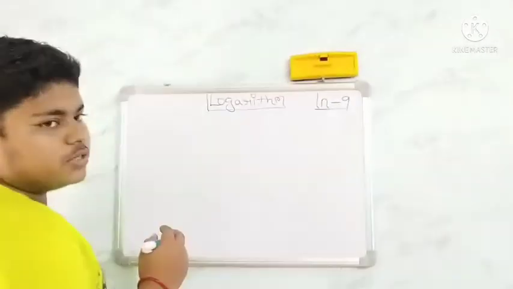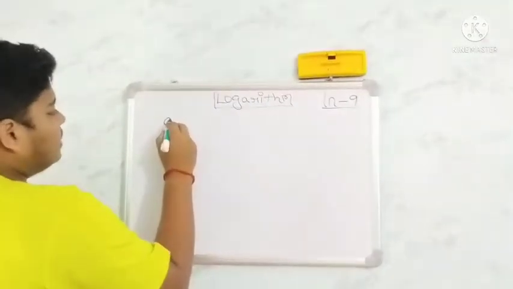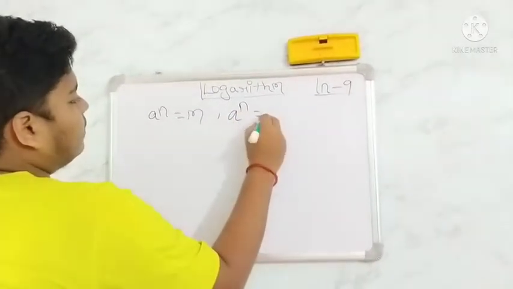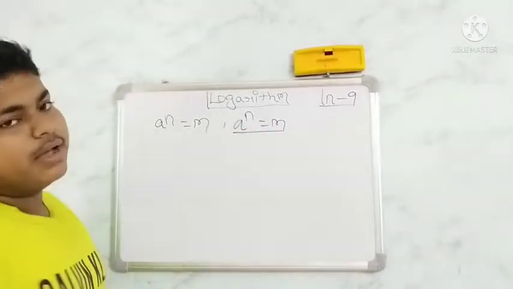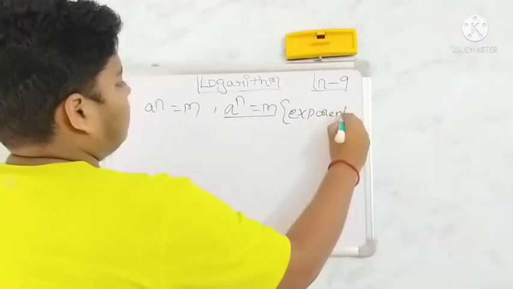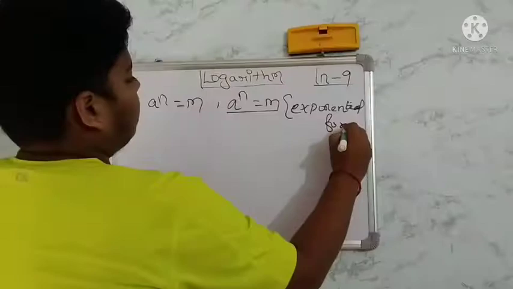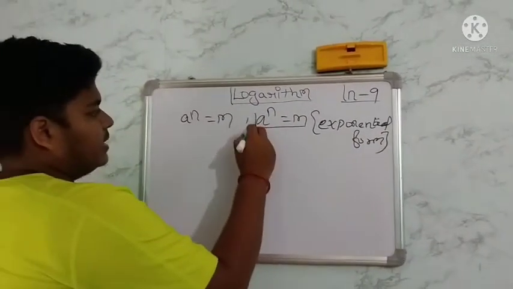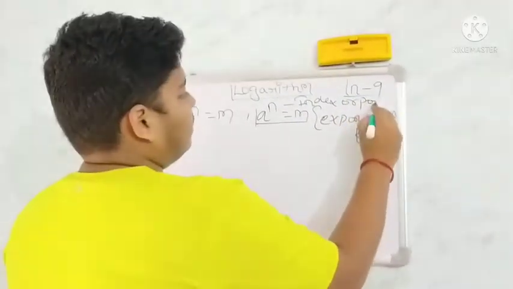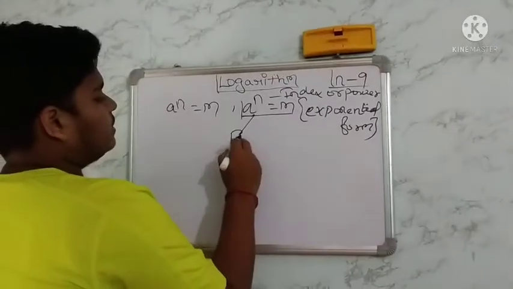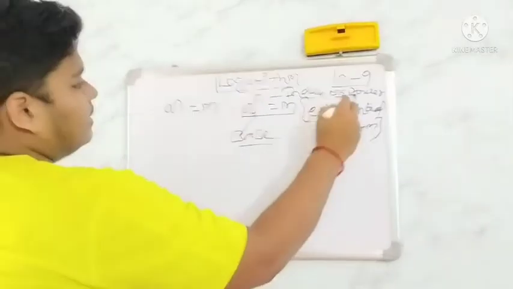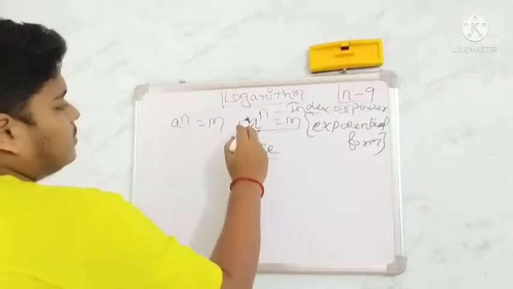First we must know how to write in an exponential form. This is called exponential form: a power n. It is called exponential form because it contains base as well as indices. This is called index or power. This is base. So a form which contains base and index or power is called exponential form.